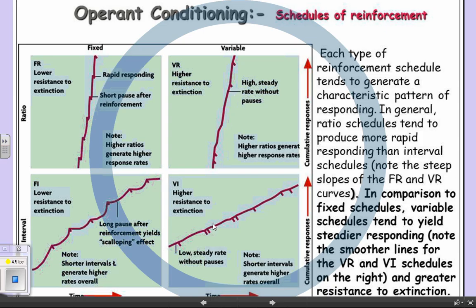But the pokies are brilliant because it is here and there. Okay, it's variable in the time and the times. In the fixed interval, you see, every 10 minutes, yeah? And the reward's there, fixed interval.